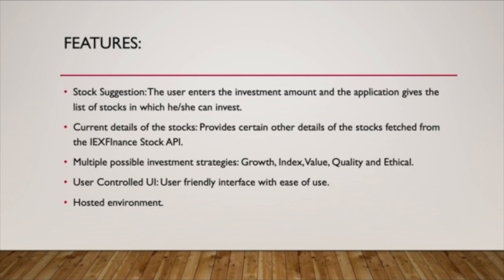So the features of our stock suggestion engine are: the users enter the investment amount and the application gives back the list of stocks. The current details of the stocks are also provided, such as prices and the percentage change. Then multiple possible investment strategies can be used, such as growth, index, value, quality, and ethical stock investment strategy. So it's a user controlled UI and a very user friendly interface, in order to provide the user with ease of use. Moreover, this entire project is hosted on the cloud, an AWS instance, so it can be accessed from anywhere in the world.